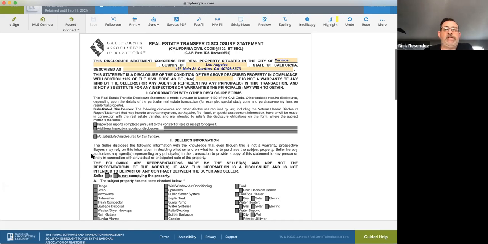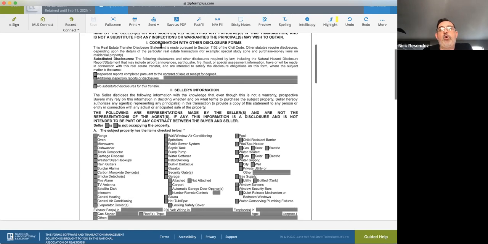So a couple sections here. Number 1, coordination with other disclosure forms. There's a section here that says, are you using any other documents as substituted disclosures? Meaning, well, I'm not going to do the TDS. I'm just going to give the buyer a physical inspection report.